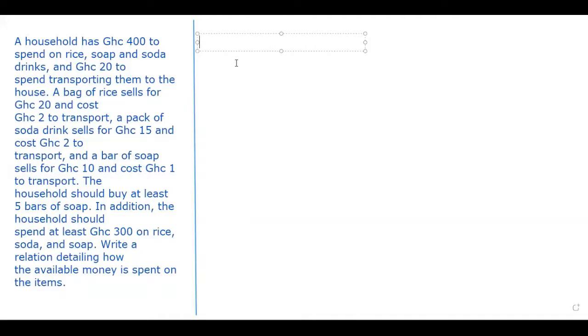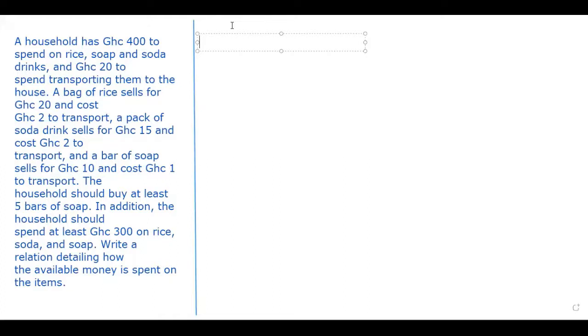Well, a household has 400 cedis to spend on rice, soap, and soda drinks, and 20 cedis to spend on transporting them to the house. A bag of rice sells for 20 cedis and costs 2 cedis to transport. A pack of soda drink sells for 15 cedis and costs 2 cedis to transport. And a bar of soap sells for 10 Ghana cedis and costs 1 Ghana cedi to transport. The household should buy at least 5 bars of soap.